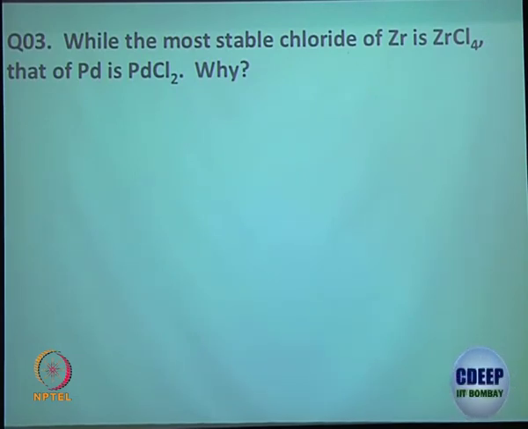while the most stable chloride of zirconium is zirconium tetrachloride, that of palladium is palladium chloride, PdCl2. Yes, it is also called the relativistic effect. What is that? Anyone wants to answer? Sorry? No, it's more of a d orbital.